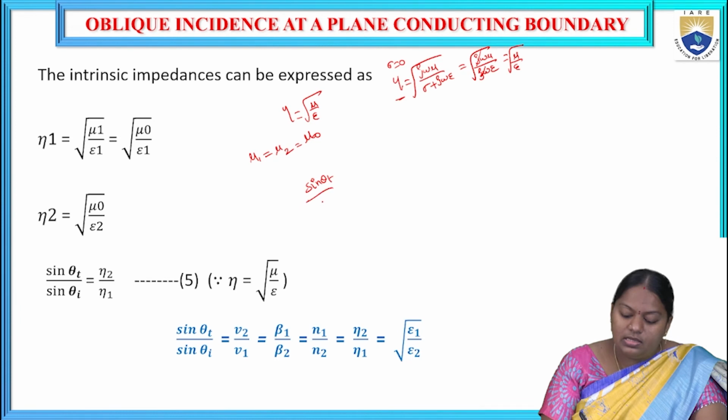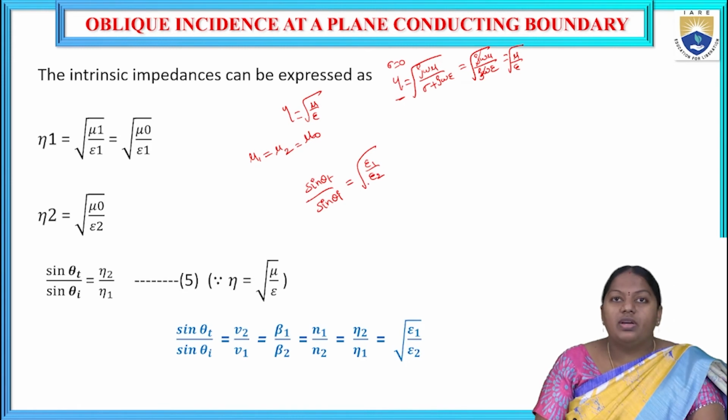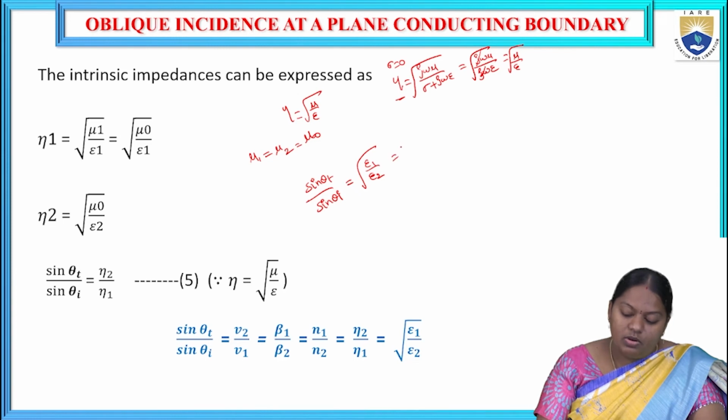What is that general formula? Sine theta t by sine theta i equal to, just now we have seen, root over epsilon 1 by epsilon 2, as got from the non-magnetic media case, right? So if we equate one more relation, v2 by v1 equal to n1 by n2 equal to beta 1 by beta 2. Now consider any two relations, sine theta t by sine theta i equal to, or if we substitute eta 1 by eta 2 first.